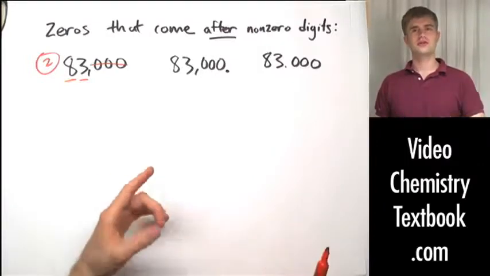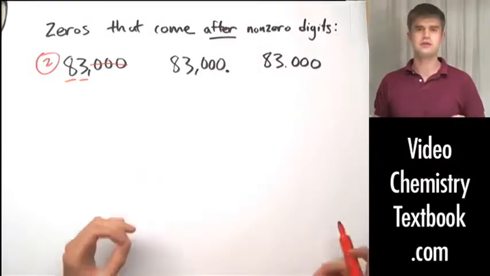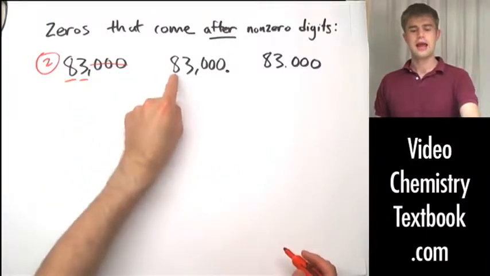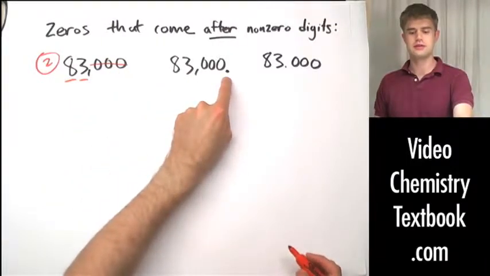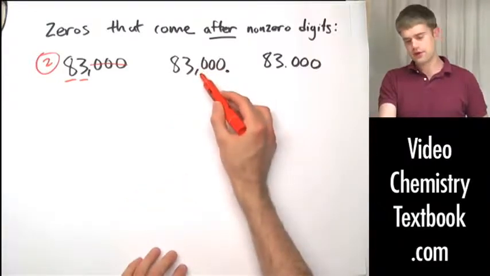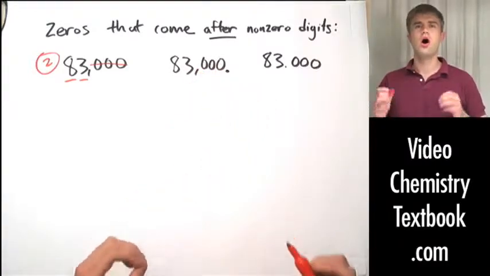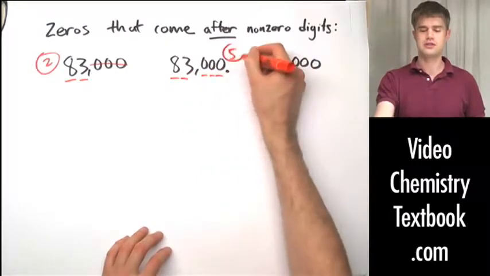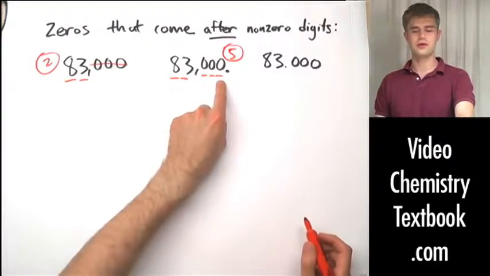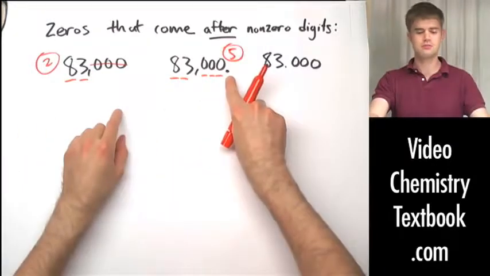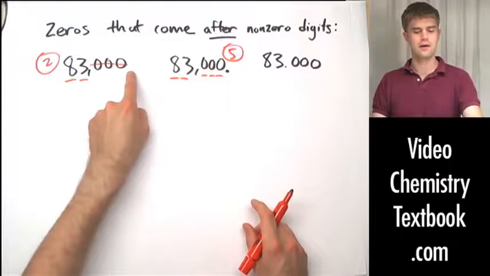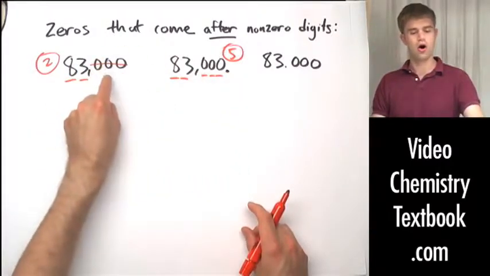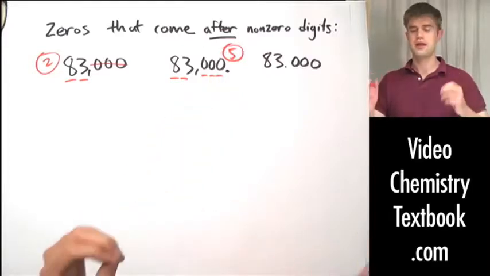Now we always ask our question: is there a decimal point in this number? Here there wasn't, so the zeros were insignificant. Ask it again. 83,000 with a decimal point at the end means that the zeros that come to the right of the non-zero digits are significant. So all 5 of these are going to be significant, and our number has 5 significant figures. The only difference is this decimal point right here. It's here, it's not here. Zeros that come to the right of non-zero figures are only significant if there is a decimal point.